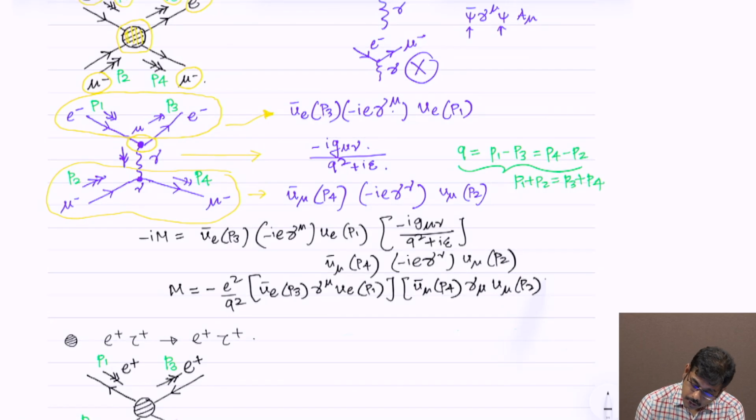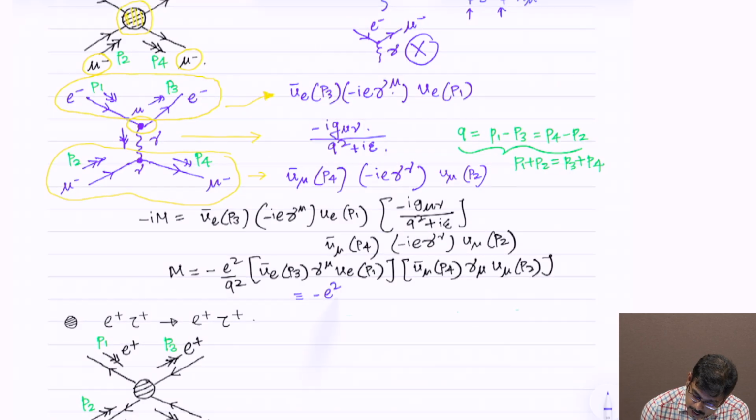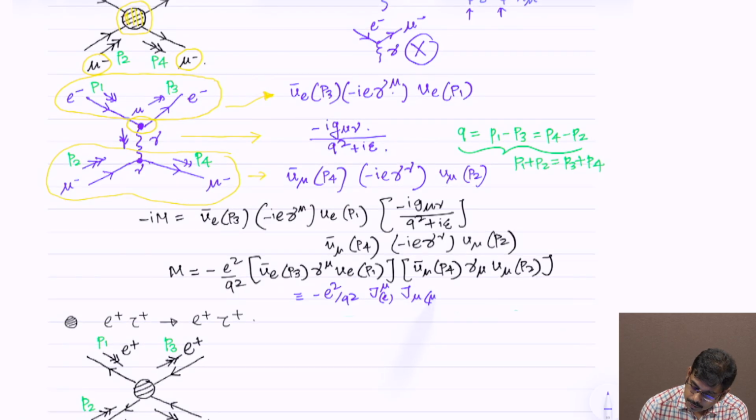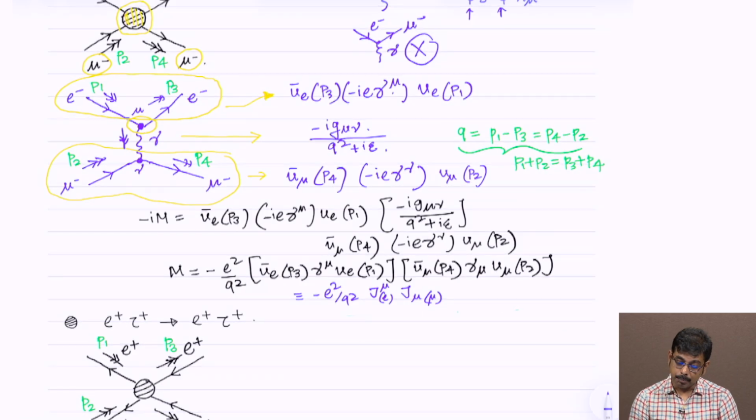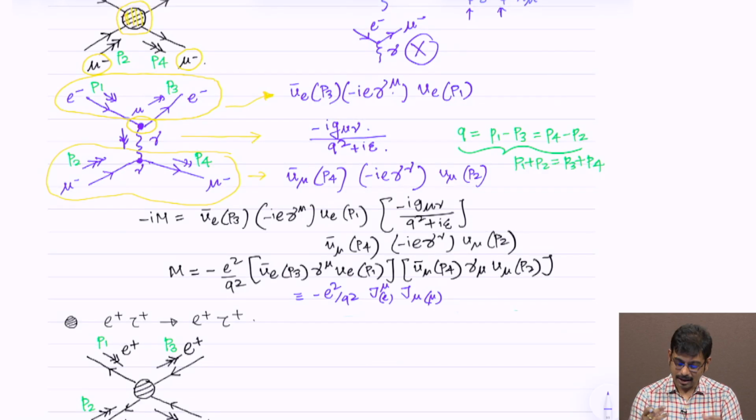u_μ(P2). So, if you look into this, this looks like minus e² by q² into some current J^μ_e into some current J_μ. So, this μ is a Lorentz index, and the μ inside the bracket is defining the muon current. So, this is essentially a product of these two currents, the electron current and the muon current, with this minus e² by q², and remember that this q is P1 minus P3.